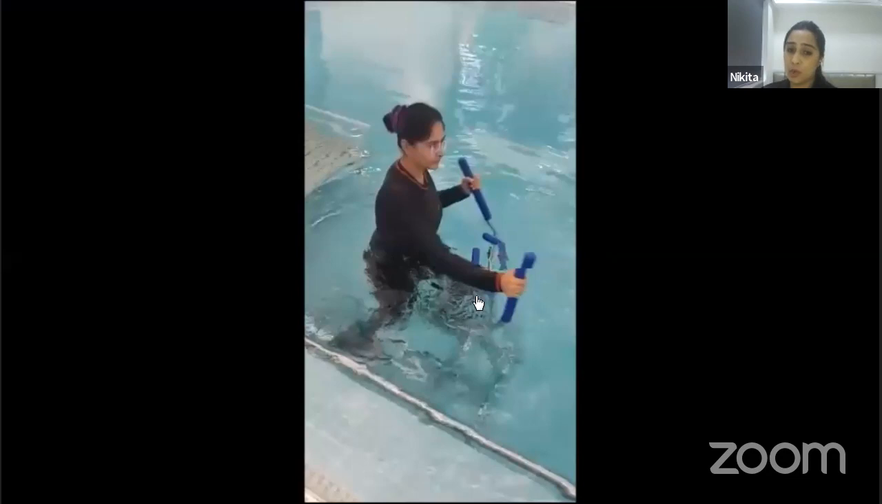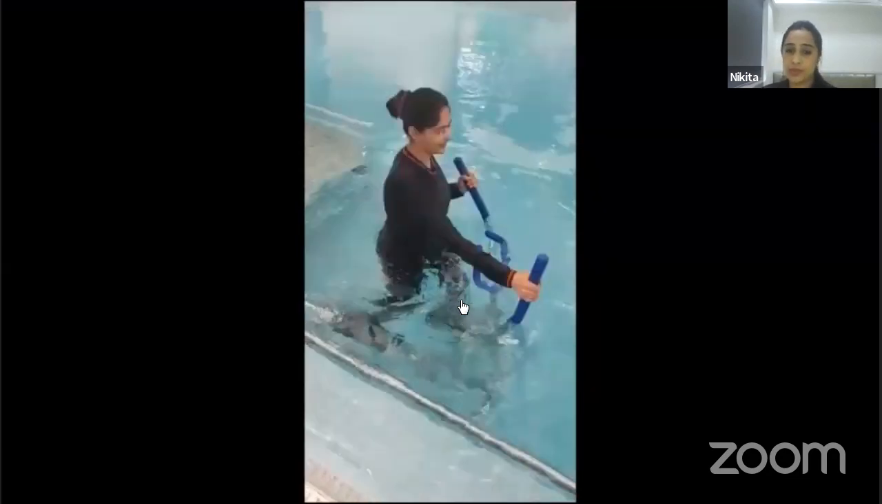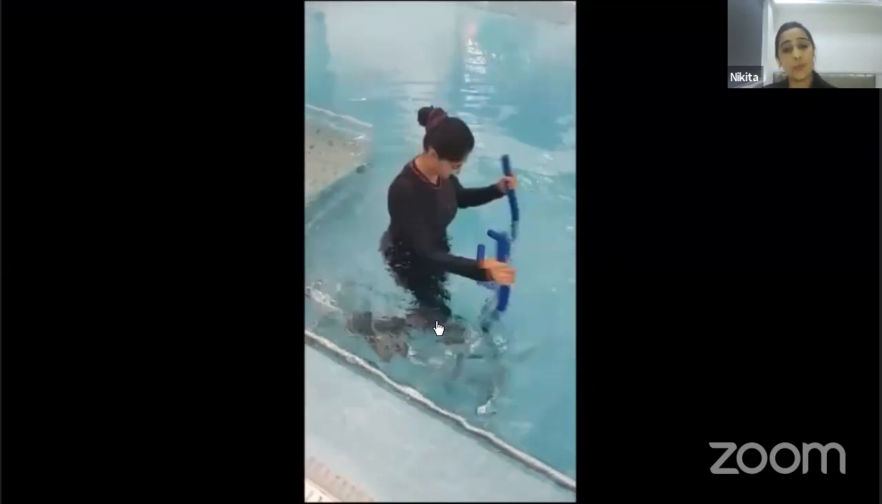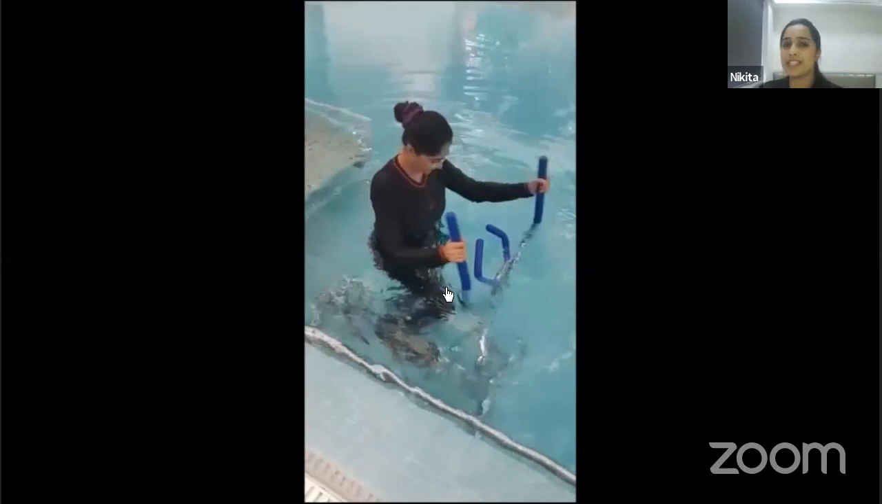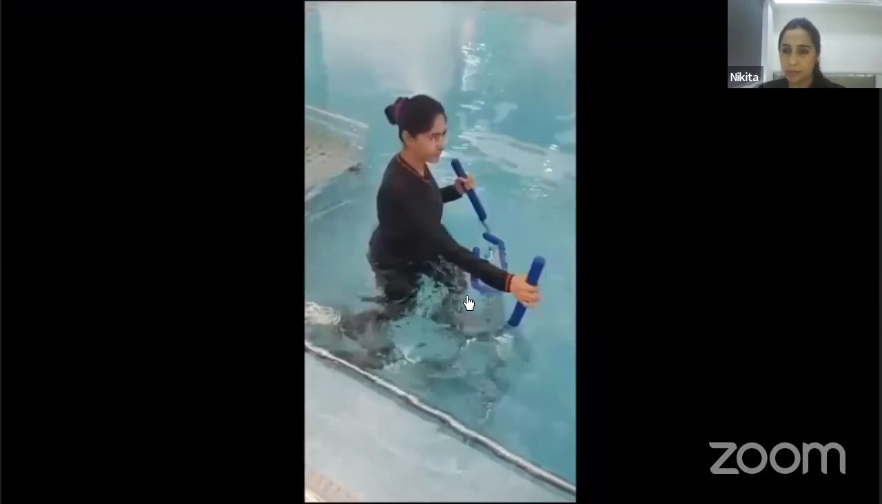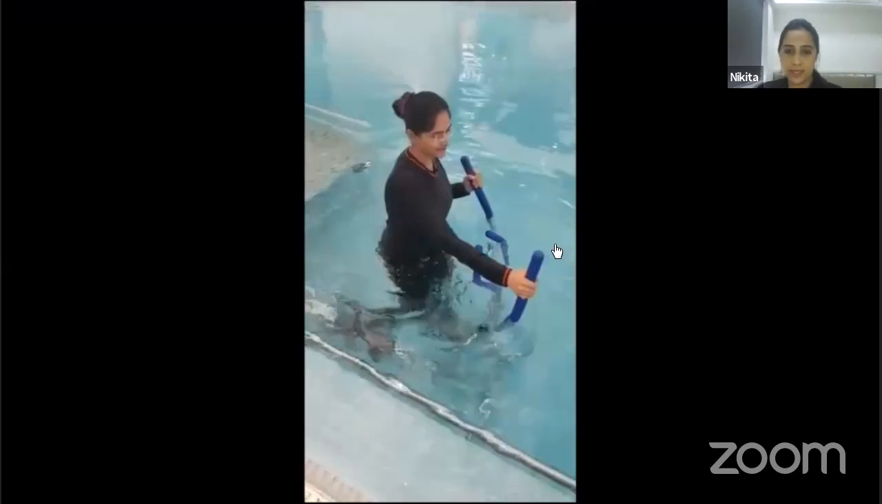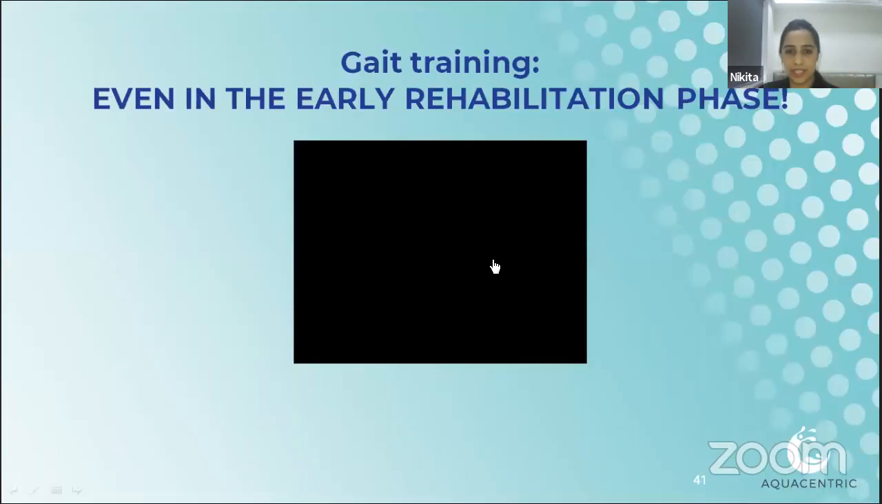Also, we have an underwater elliptical at Aquacentric. Whenever an athlete undergoes an injury or surgery, there's in certain cases a good period of immobilization, and that is enough to bring your cardiovascular endurance down. However, here we focus on maintaining your cardiovascular endurance, because that is very important later in your performances. So this is your underwater elliptical.